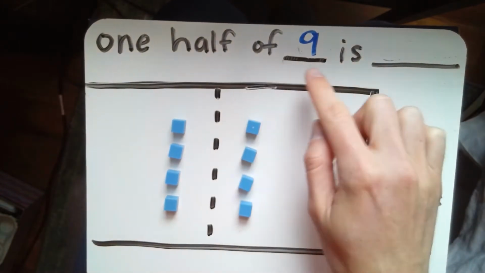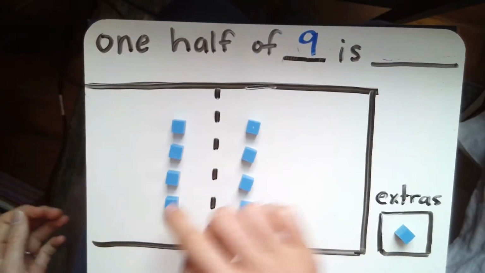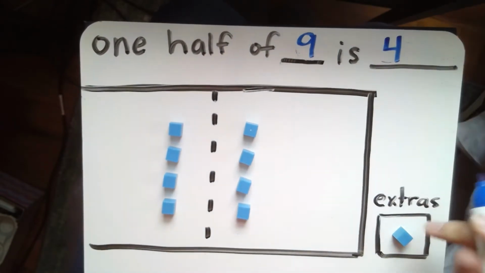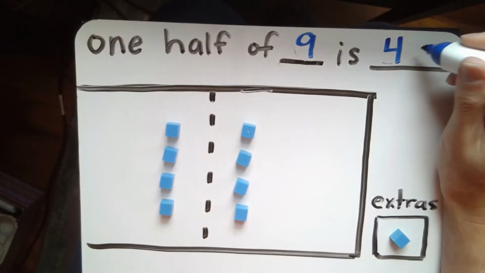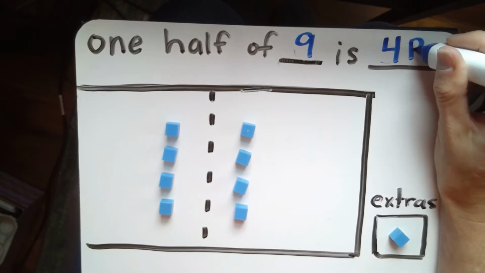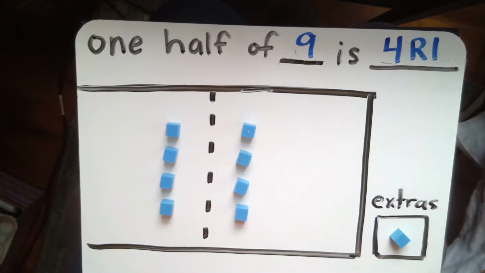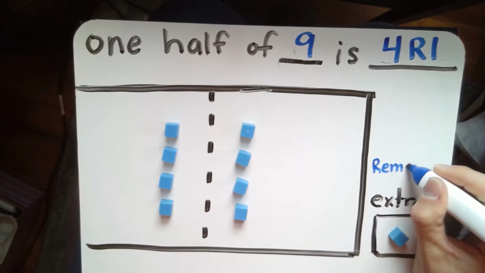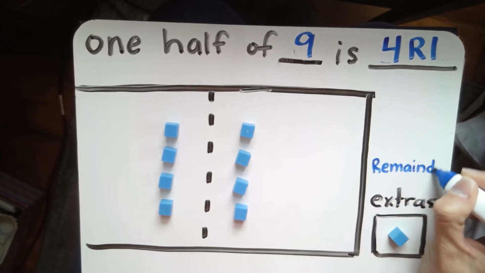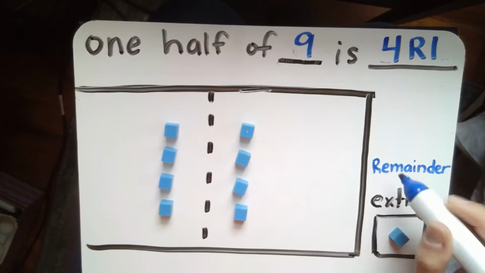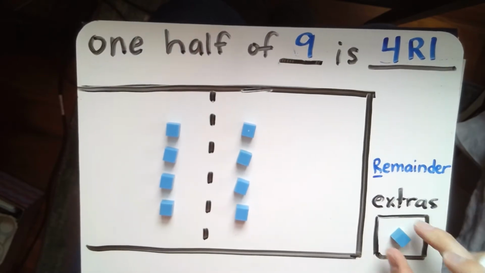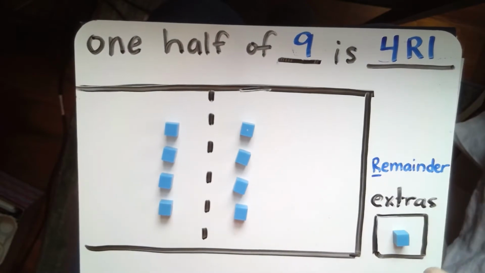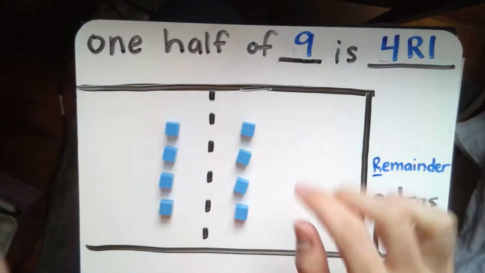So 1/2 of 9 is 1, 2, 3, 4. 4, and what do we call that extra? Remainder. So we call it 4R1. Remainder. We're using the R in remainder to talk about this 1 extra. 4R1. Good. Let's try another.